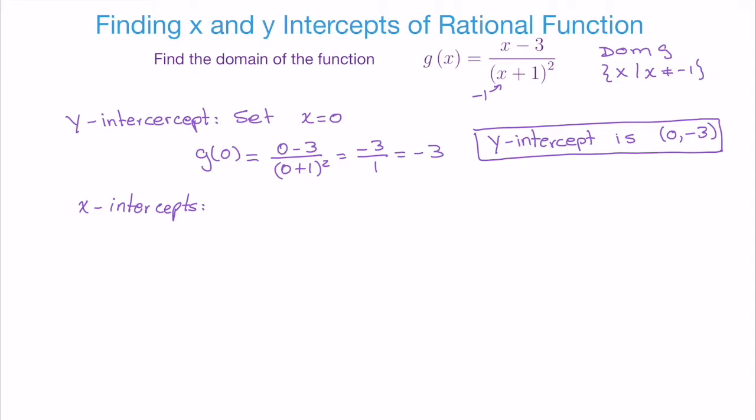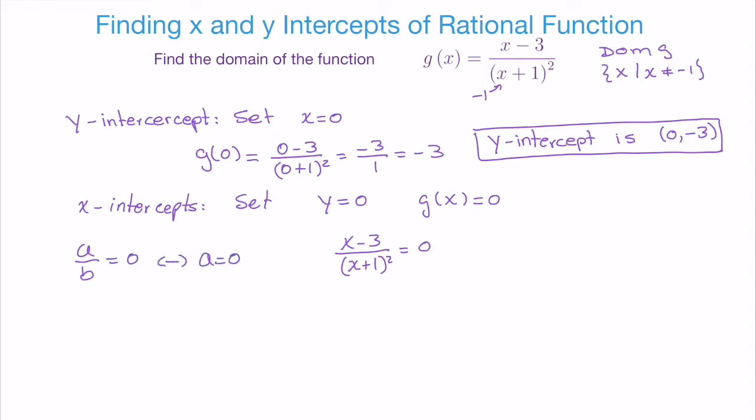We find those when we set y equal to 0, that is G of x equals 0. So we're setting (x minus 3) over (x plus 1) squared equal to 0. And remember this, any fraction, a number on the top over a number on the bottom, equals 0 if and only if the numerator is 0, as the denominator cannot be 0. So (x minus 3) over (x plus 1) squared is 0 when x minus 3 is 0. And then we solve for x. Add 3 on both sides, get x equals 3. That means that our x-intercept is 3, 0.